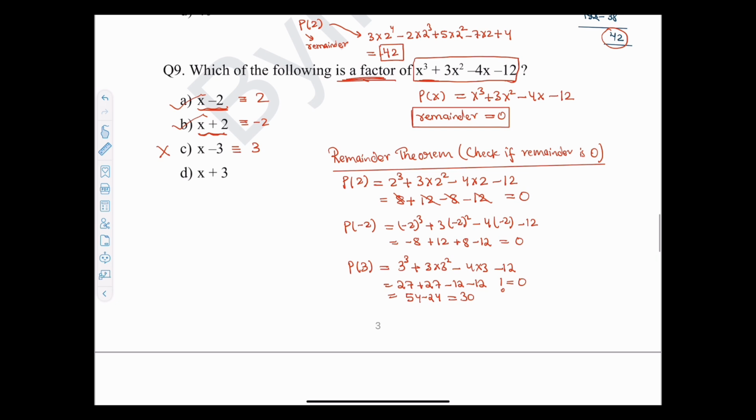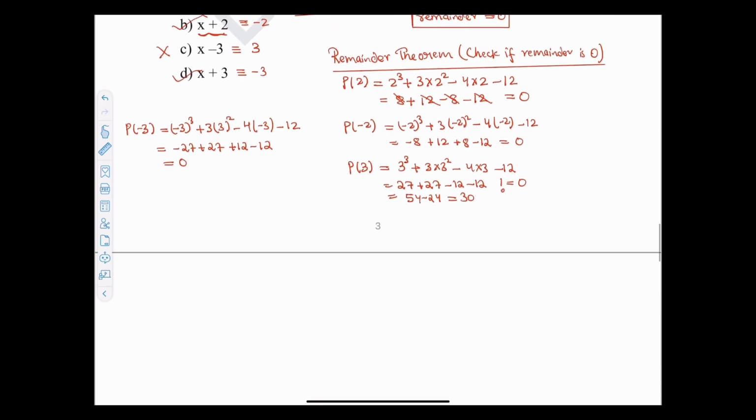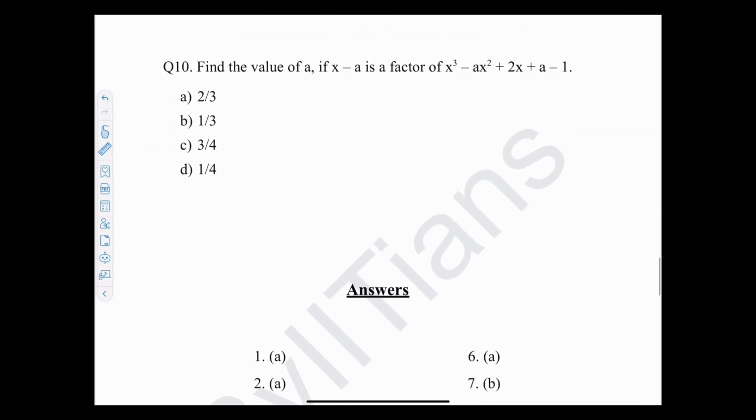Now let's go to the fourth option. For the fourth option, what is the root? The root is going to be minus 3. So let's plug in the value of minus 3 in the polynomial. It's going to be minus 3 cubed plus 3 times 3 squared minus 4 times minus 3 and a minus 12. Okay, so it's going to be minus 27 plus 27 plus 12 minus 12. Again, this will be equal to 0. Hence, option D is also the correct option. So, for this particular question, it's options A, B, and D. All three are correct. Now, let's move on to the 10th question, which is our final question.